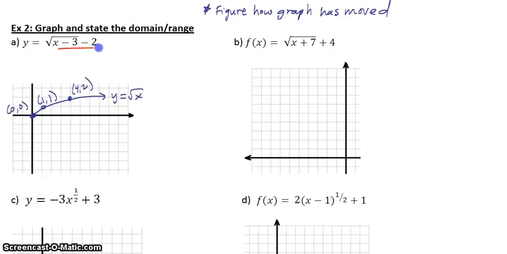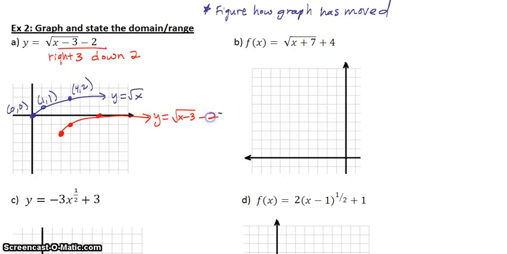I'm going to look at this and say, okay, according to my notes, I see a subtract sign underneath, so subtract sign underneath means right, so right 3. And then I see a subtract sign outside, that means down, so right 3, down 2. To get our answer graph, we're literally just going to take every single point and move it right 1, 2, 3, down 1, 2. Right 1, 2, 3, down 1, 2. And that is our answer graph.